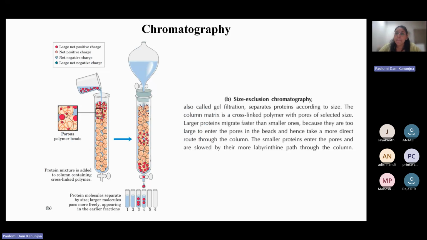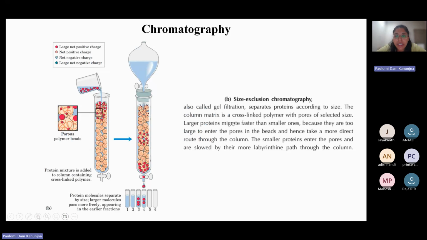Here, what we do is we have again a column matrix, which is again a cross-linked polymer. So they have different pore sizes. We can select the pore sizes. What we'll do is, if we have larger proteins, they will migrate faster. Smaller ones get trapped here. If they are smaller, they move and get stuck. The larger one can move through the side and then move out.